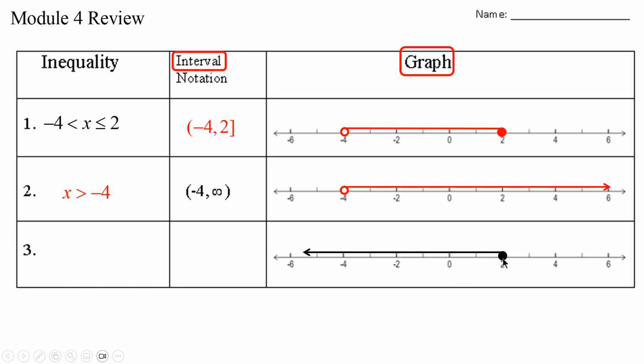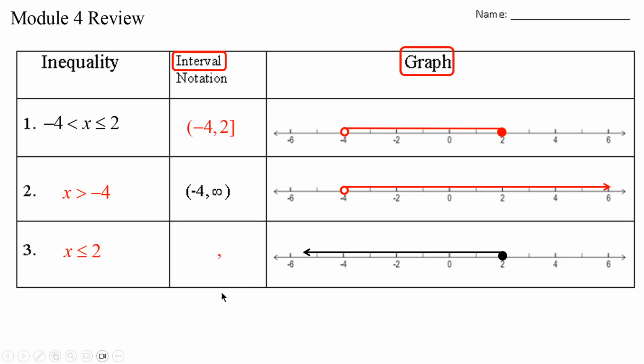Now, on number 3, they start us with the graph, and this is x is less than or equal to that +2 right there. So let's start with our x, and then you look, we're going to the left, so we're less than that number. The dot is solid, so we're equal, so less than or equal to, and what's the number? The right bound would be 2.